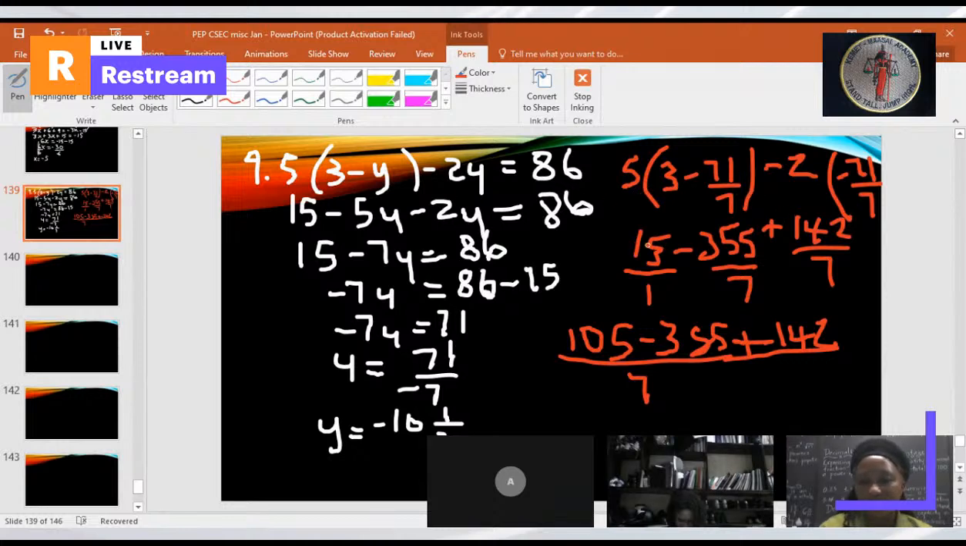All right, so look at it and see if we can figure out at what step we went wrong. We have the 5, we have the 3 minus y, which is negative 71 over 7. And we have the negative 2 times y, which is negative 71 over 7. Do you see where we're going wrong here? I'm not seeing.